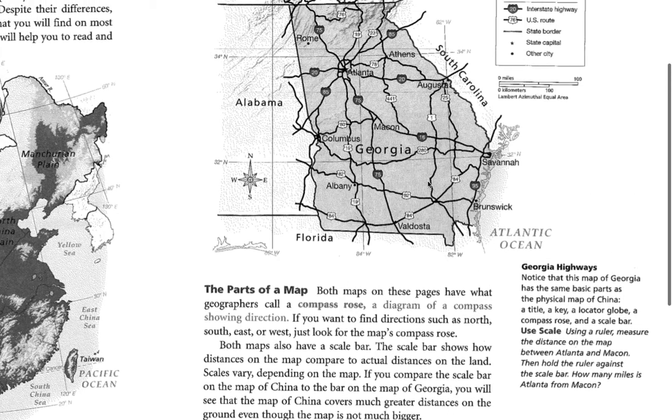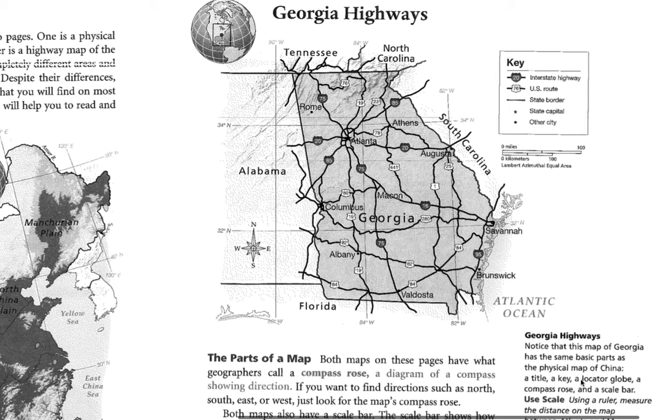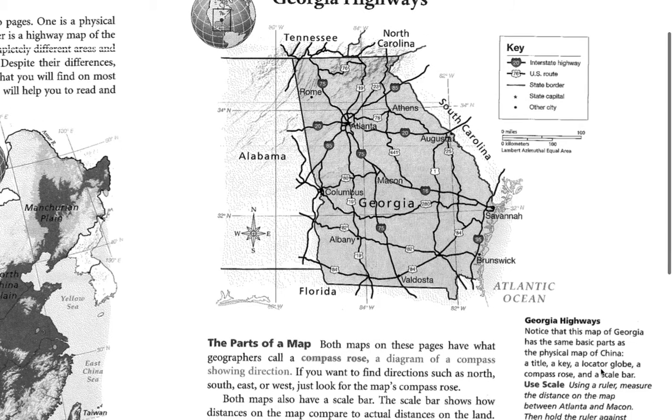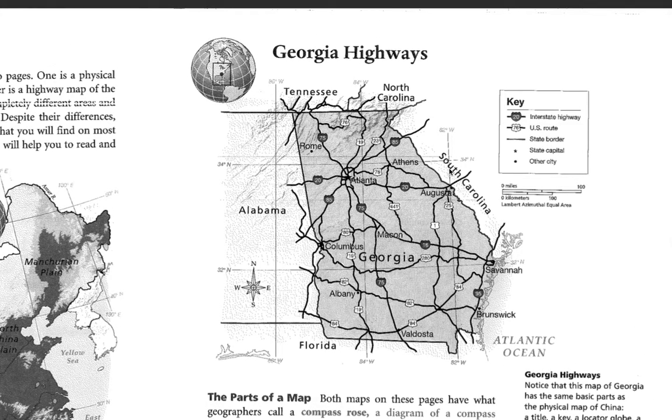Okay, so the Georgia highway map up here. I'm reading over here. Notice that this map of Georgia has the same basic parts as the physical map of China, but it covers different information. This key talks about the interstate highways. We call them I, like I-69. The U.S. routes, the state border, the state capital, and other cities. Okay, so you can see the state border. You can see the interstate systems around Atlanta.